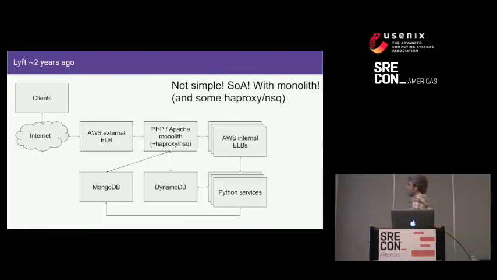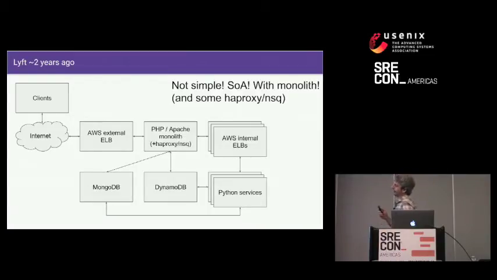So let's fast forward to about 2 years ago, and this is what Lyft's architecture looks like. Again, we've got clients, we've got the magical internet, we've got the load balancer, we've still got our monolith. We're starting to decompose this monolith, and now we've got a whole bunch of internal load balancers, a whole bunch of Python services, and 2 data stores now, Dynamo as well as Mongo. And this is actually starting to be a tremendous mess.